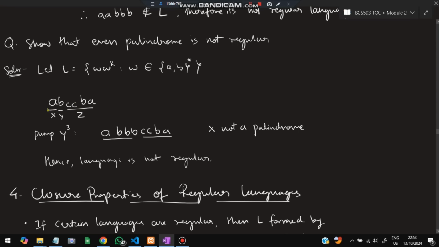Now, I have taken X as A, B as Y, and the whole remaining part as Z. So I'll pump Y. If I take Y cubed, it will be BBB. Y power 3 will be BBB. So this is not a palindrome: ABBBCCBA. If I divide it into two parts, are both parts the same, left and right? No, it's not the same. So it's an even-length string, but it's not a palindrome. Since it's not a palindrome, it does not belong to L, so it is not regular. This is how you prove a language is not regular. At least one of the three rules should not pass.